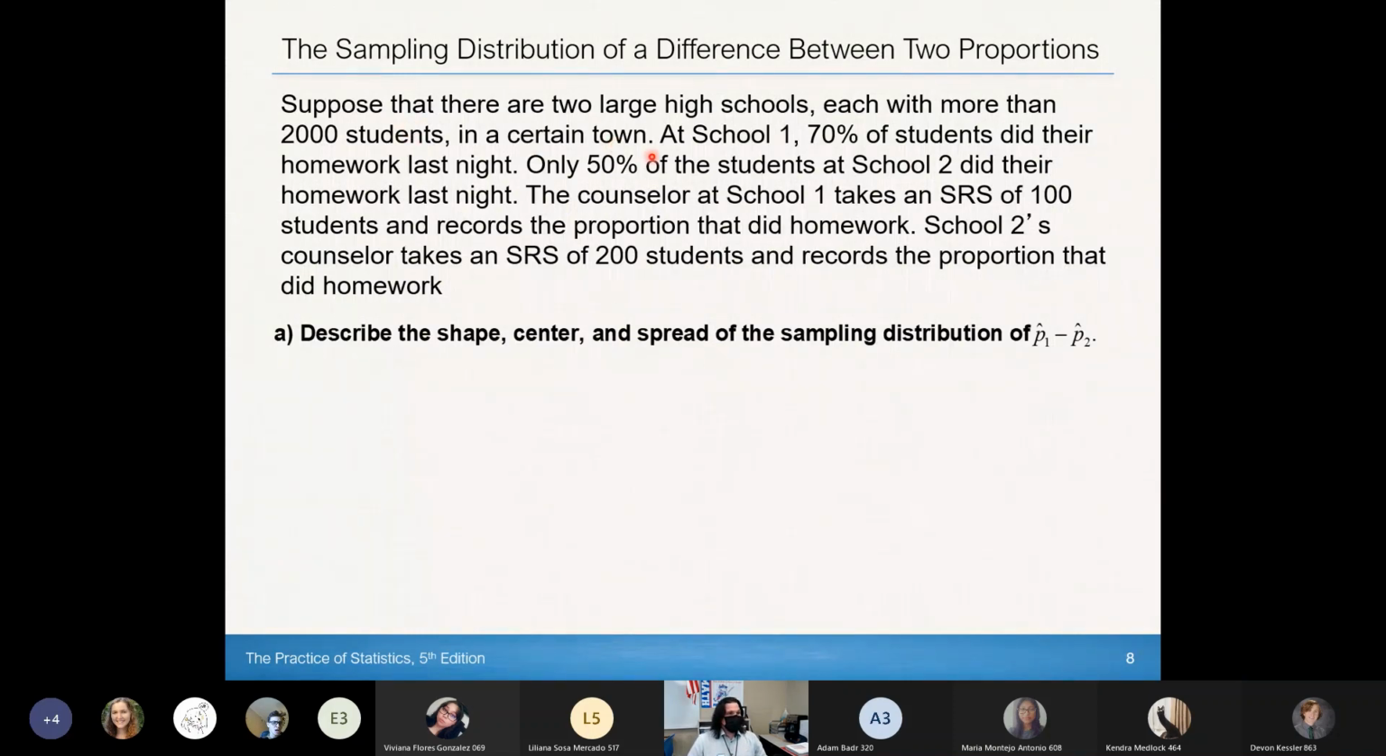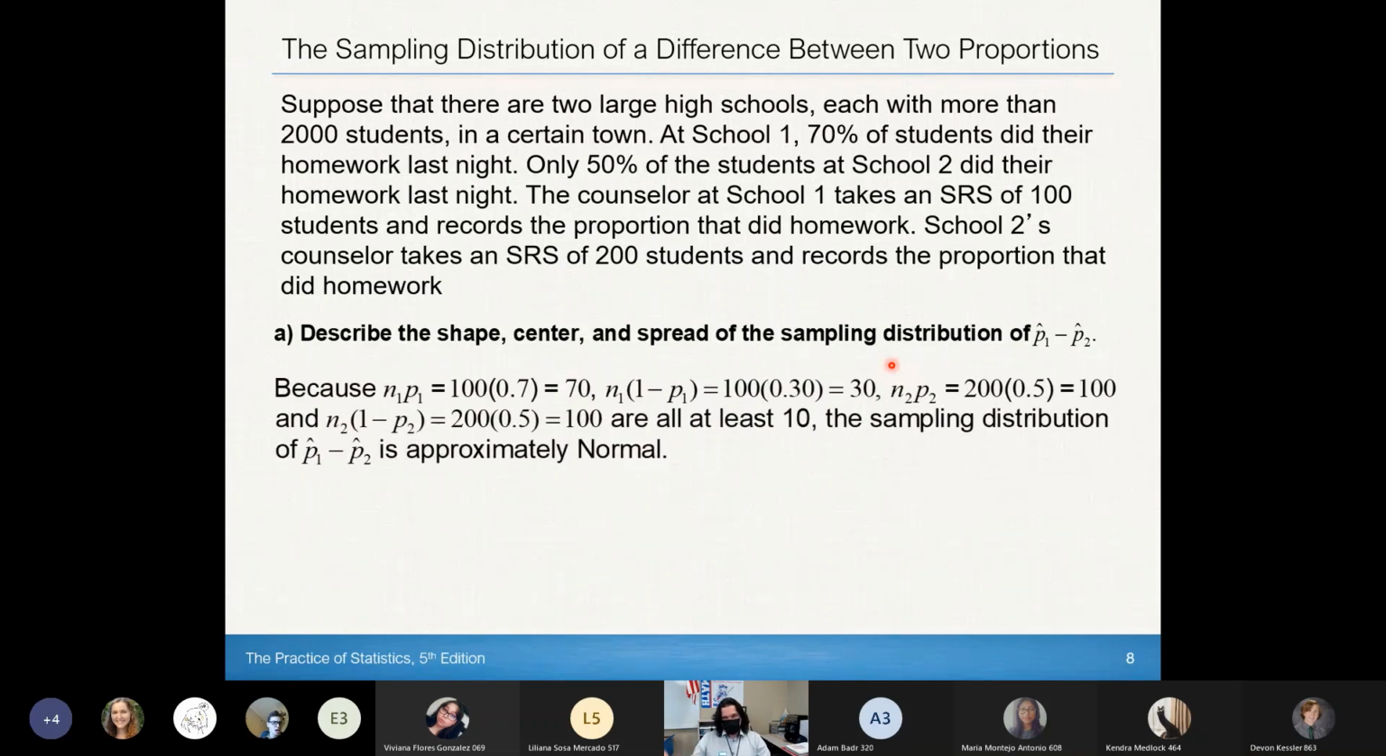All right, so suppose, again, we have our same context. We have our two large high schools. School 1, 70% of students did their homework. School 2, 50% of students did their homework. We have an SRS of 100 from school 1, an SRS of 200 from school 2. We want to describe the shape, center, and spread of the sampling distribution of p hat 1 minus p hat 2.